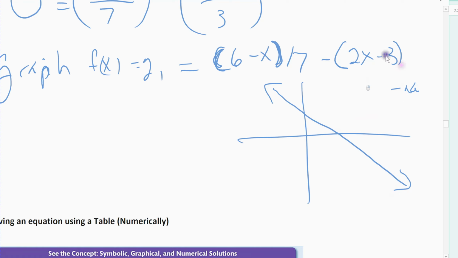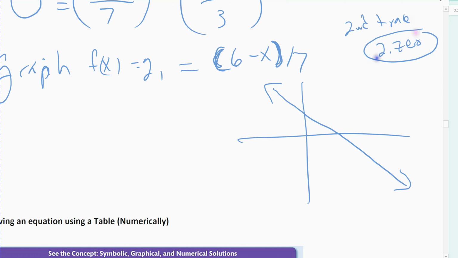Once you hit second trace, the second one down is the zero. That's the one you want to pick, so you want to pick 2. Then it'll ask you left bound, right bound. There's my zero that I want to find. I want to find what that x value is.